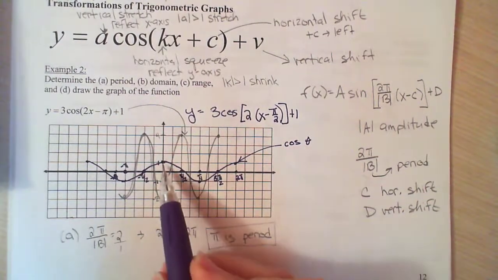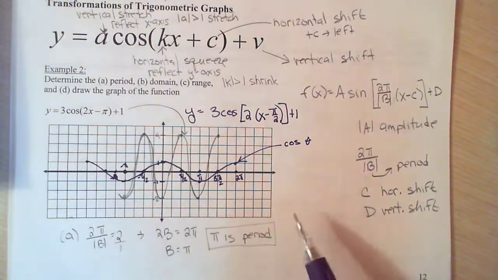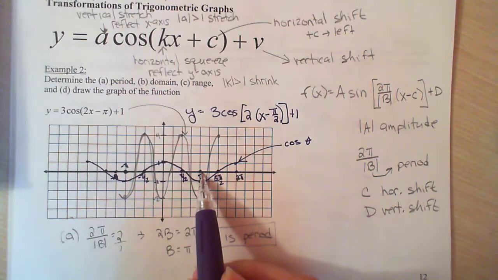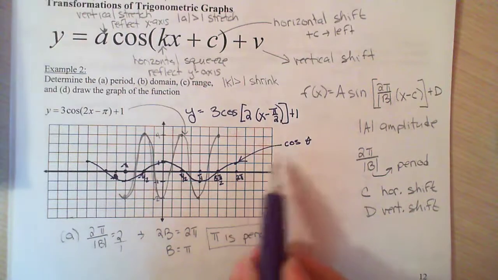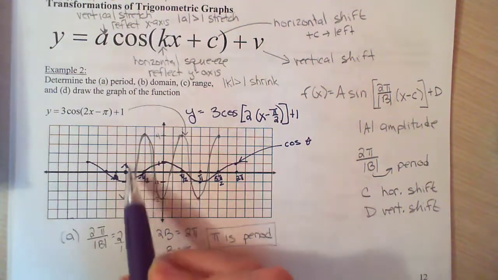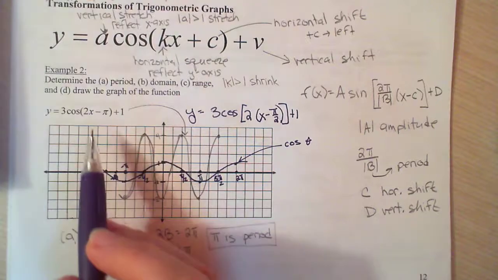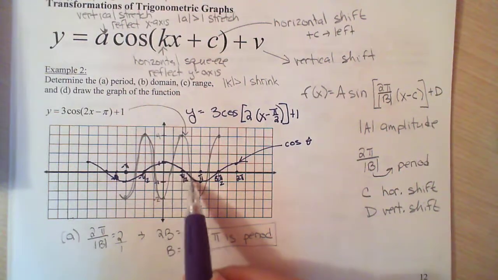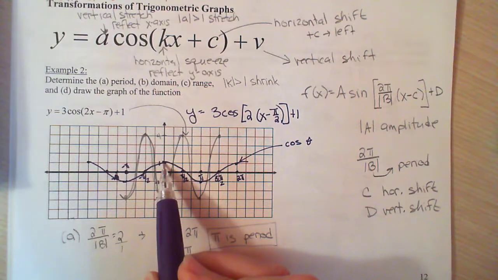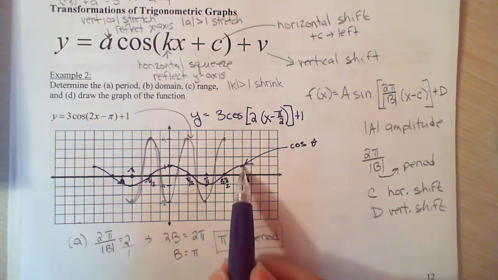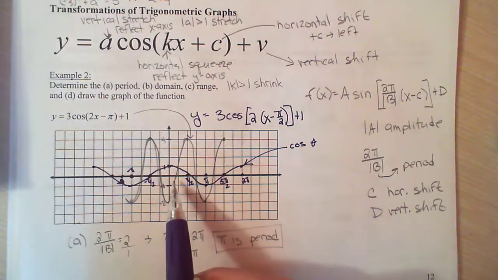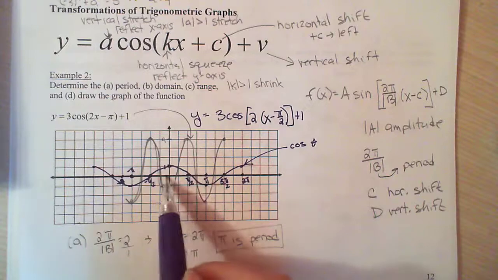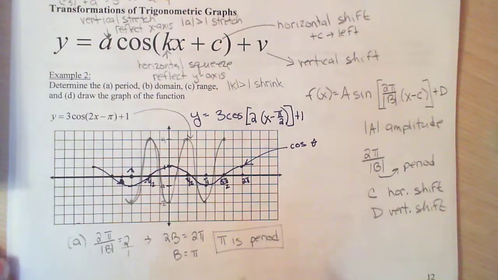So that means it will have one full cycle between 0 and pi. The purple graph I have here is your plain old cosine graph. This one I drew in pencil is our adjusted one. So cosine has a period of 2 pi. So it goes up, it goes down, and then back up between 0 and 2 pi. This new one is going to do its whole cycle between 0 and pi, so it's squeezed.